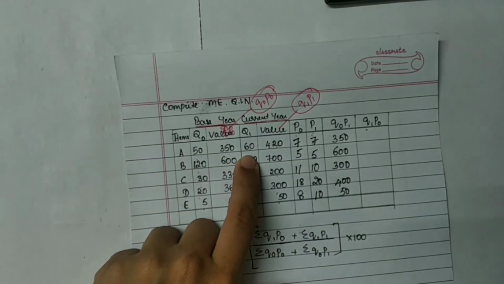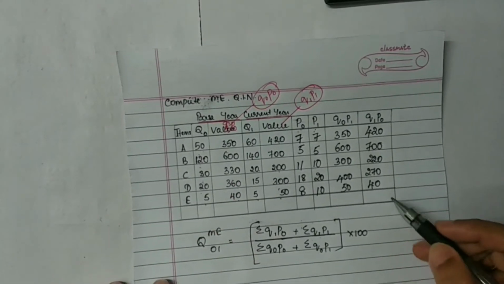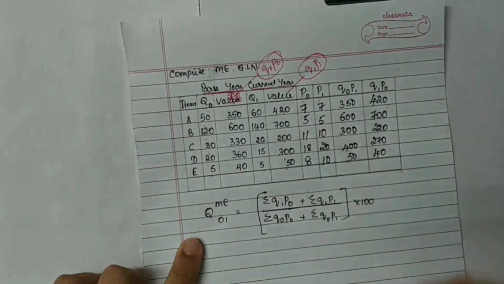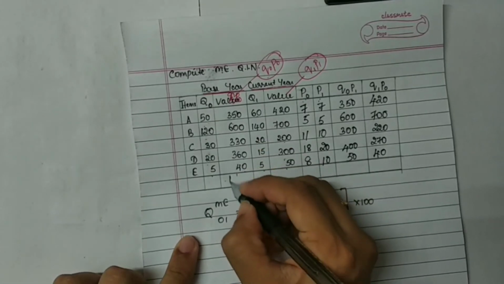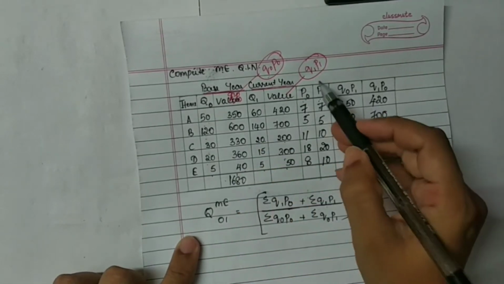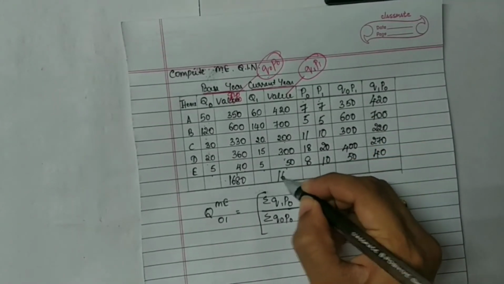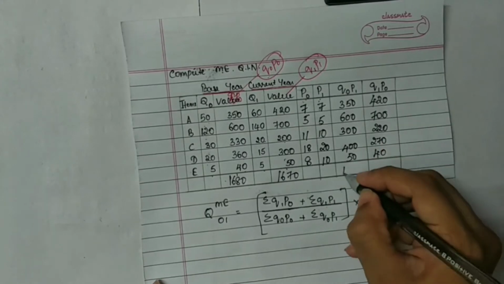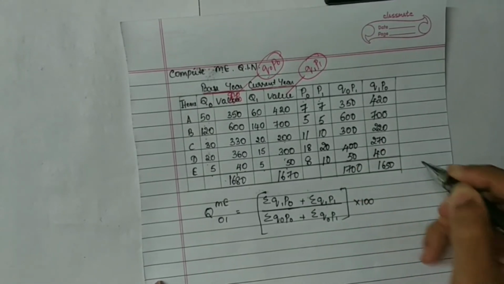Let's calculate. So once after calculating all this, now we have to total it. So here Q0 P0, we are totaling this, 1680, and next one Q1 P1 value is 1670, and this is needed 1700, and here it is 1650.